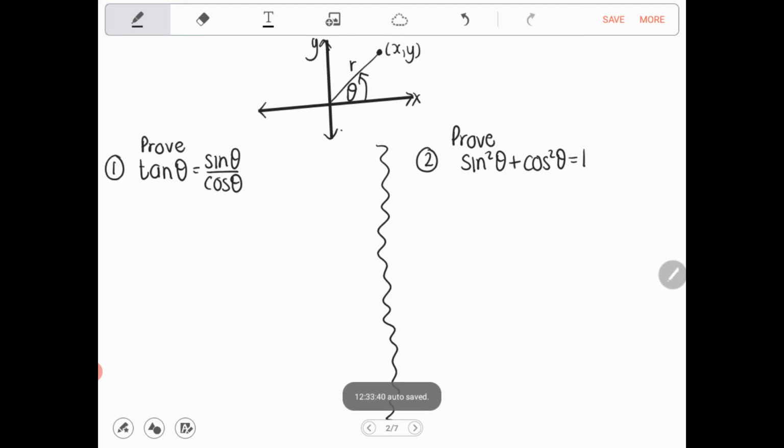Right, so if I asked you to prove that tan theta is equal to sine theta over cos theta, we're going to start with the more complex side. So we're going to start with sine theta over cos theta. That is the right-hand side of my identity. Okay, so this is the left-hand side, and this would be the right-hand side. So for the right-hand side, we have sine theta divided by cos theta.